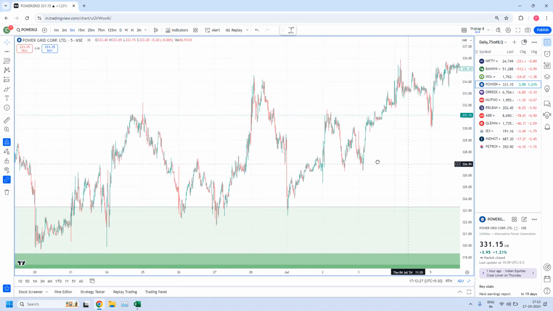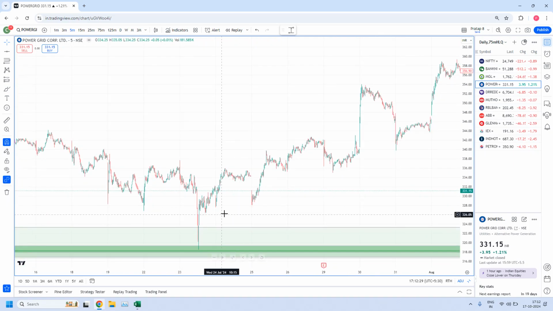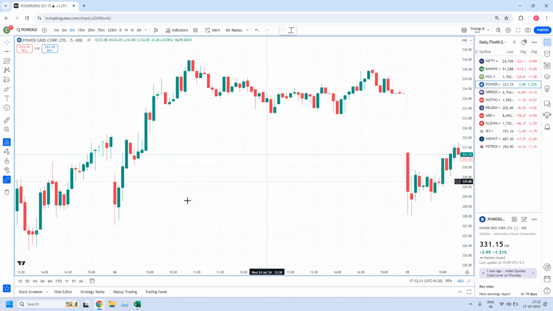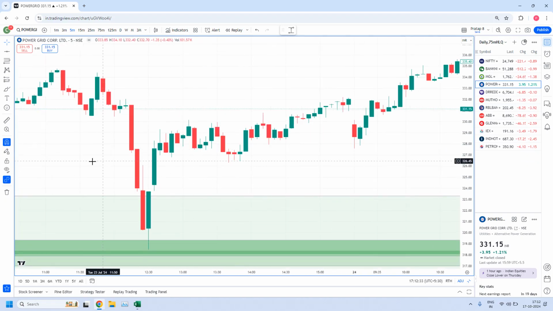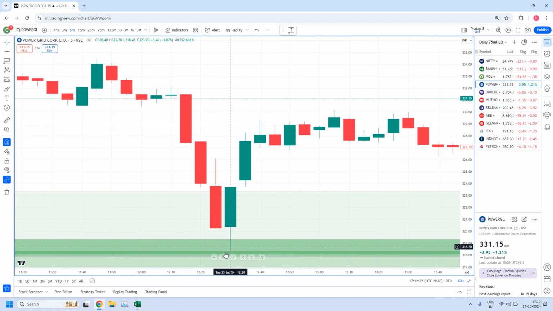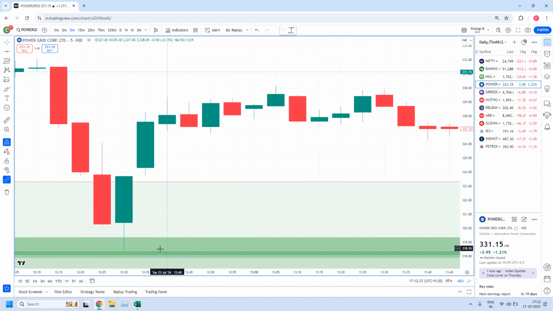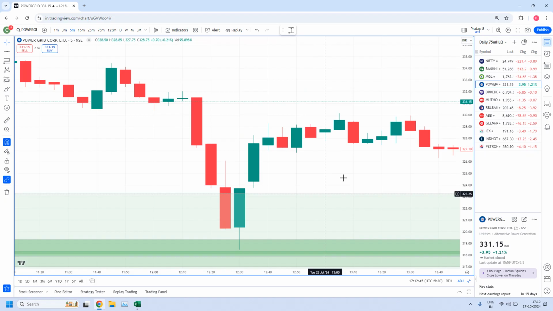Let us check when it came near to that zone. Yeah, here. Here also it didn't test the zone. Within that pro gap area only it again started moving. See here, maybe people would have got a good trade because generally we keep an entry buffer. They would have got a very good trade. But actually the zone is not tested here also.